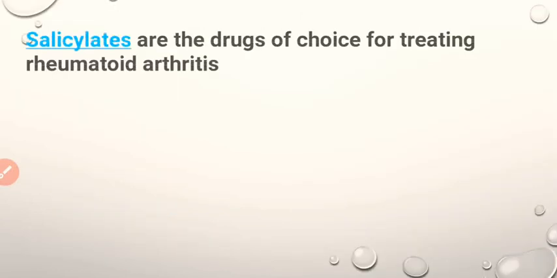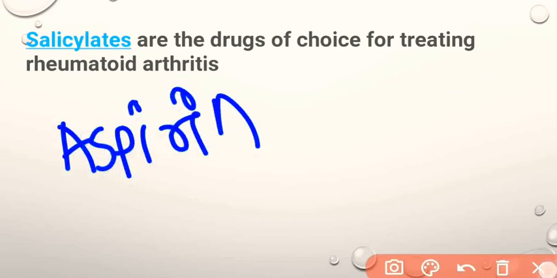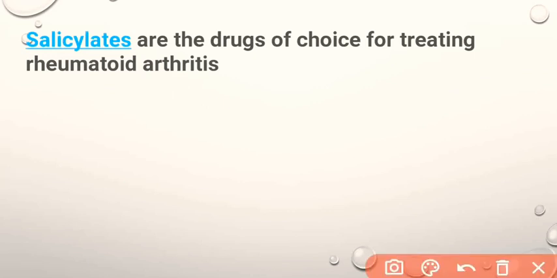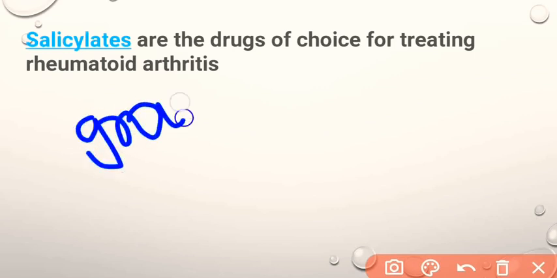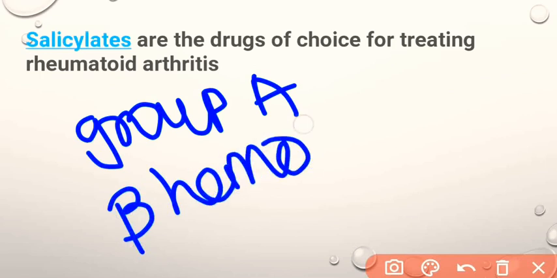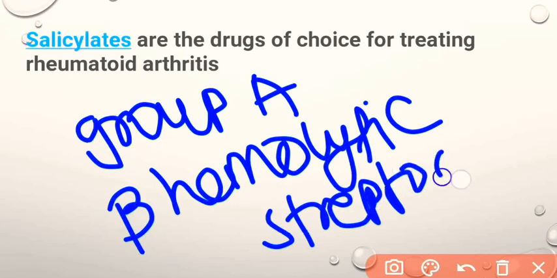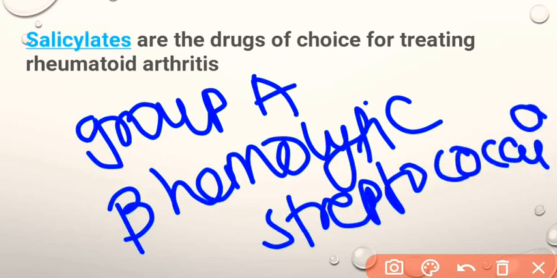Salicylates are the drug of choice for treating rheumatoid arthritis. Salicylates contain drugs like aspirin, so aspirin is the drug of choice to treat rheumatoid arthritis. Another question from this: the main causative organism for rheumatic fever is group A beta hemolytic streptococci. This is the main causative organism for rheumatic fever.